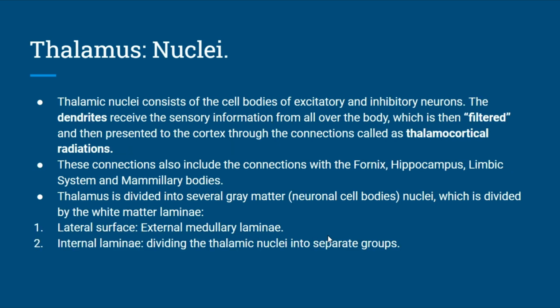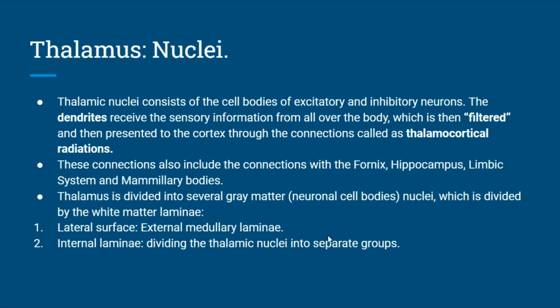The thalamus has multiple nuclei, and these nuclei are basically the cell bodies of excitatory and inhibitory neurons. The dendrites of these thalamic nuclei receive sensory information from all over the body, then filter it and present it to the cortex through different connections called the thalamocortical radiations. These connections also include connections with the fornix, hippocampus, limbic system, and mammillary bodies.